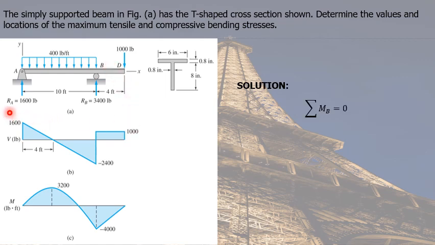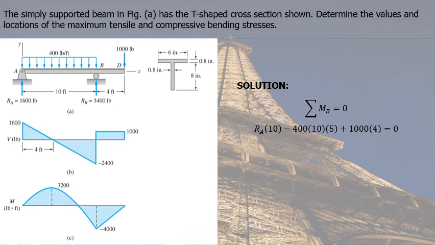To solve for RA, which we now assume to be acting upwards, we take summation moment at B equal to 0. So that RA tends to rotate clockwise about point B, hence positive, and its perpendicular distance from point B is 10 feet. And for the uniform load of 400 pounds per feet, to get the resultant, we simply multiply 400 by the distance 10 feet. So this is now the resultant force.